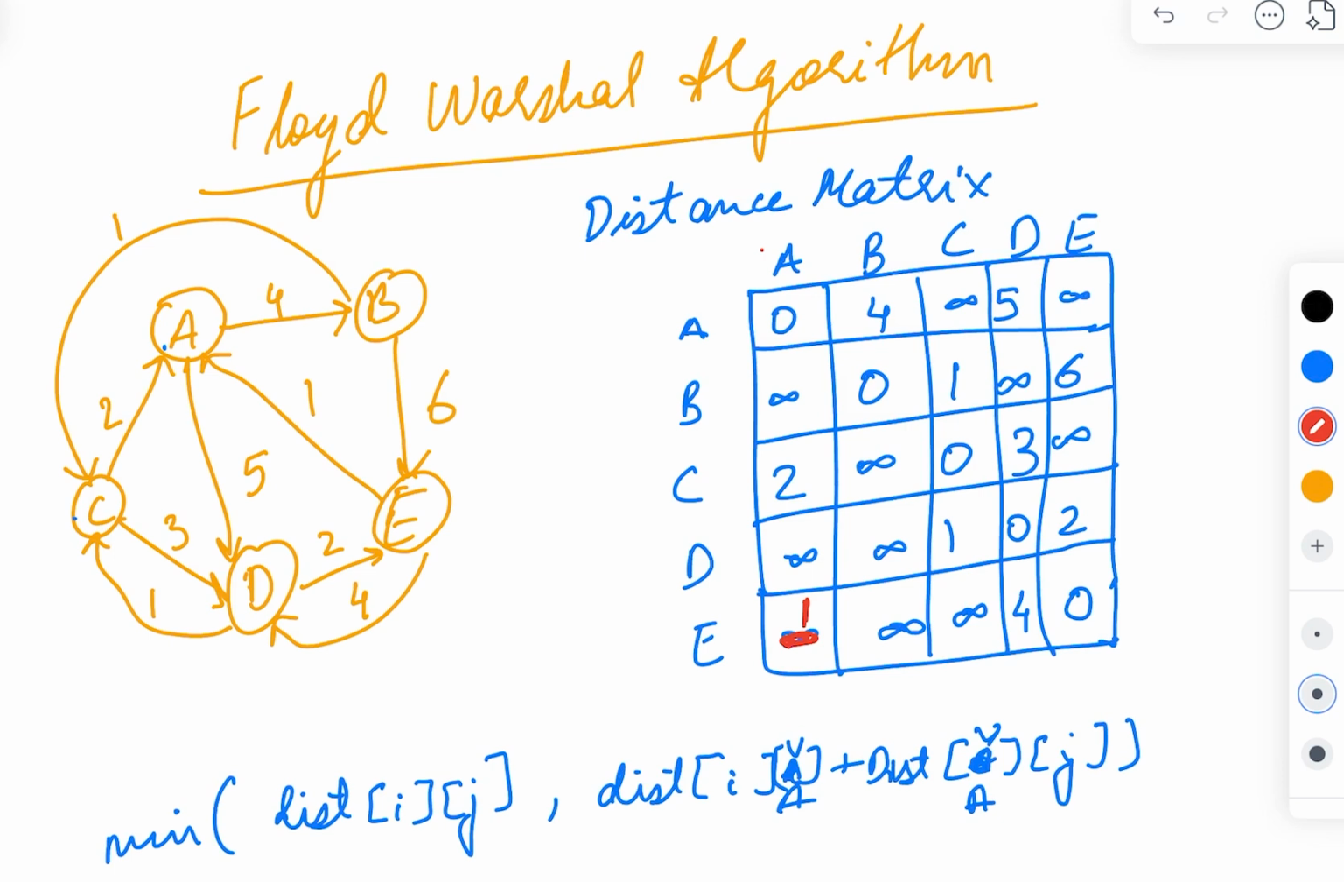Now let's consider B as the intermediate node. So we'll see that B to C can be reached in 6 and B to E in 5. Next, let's pick up C. We'll see that this can be achieved in 5. This can be achieved in 6. Also here 2, 6, 0, 3, and this can be done in 12.